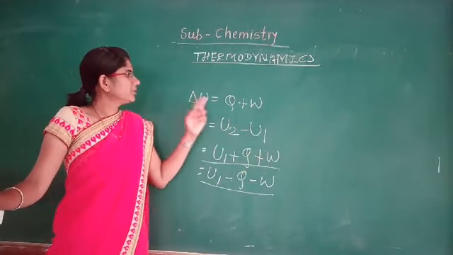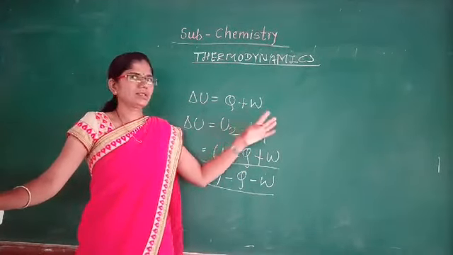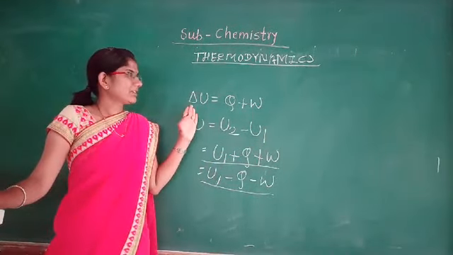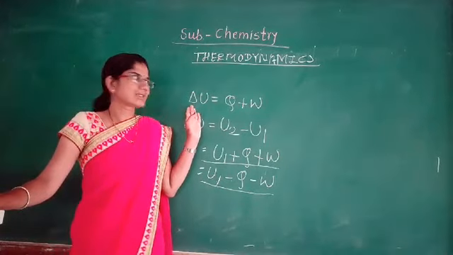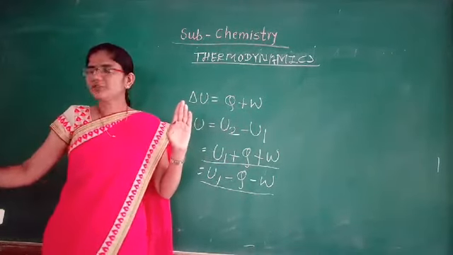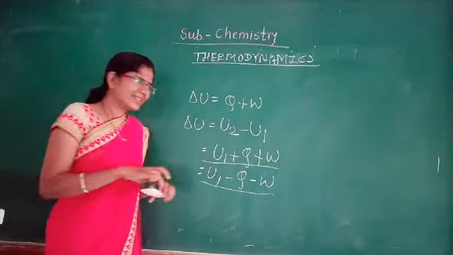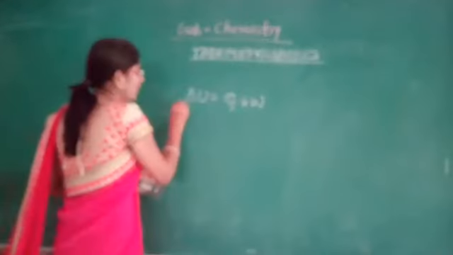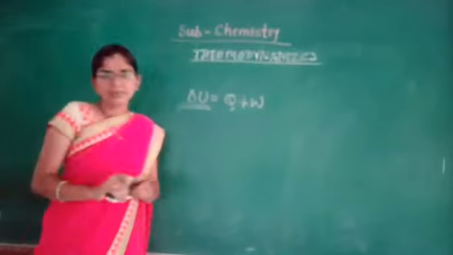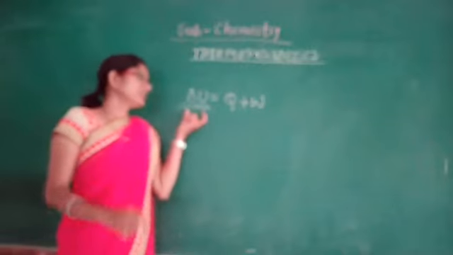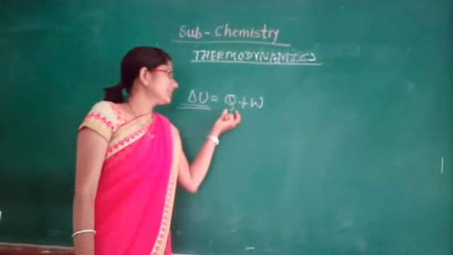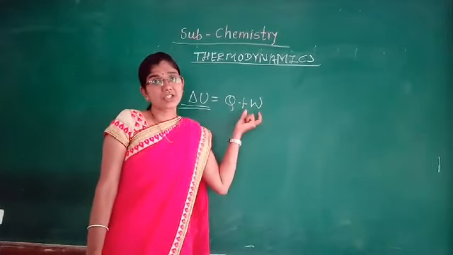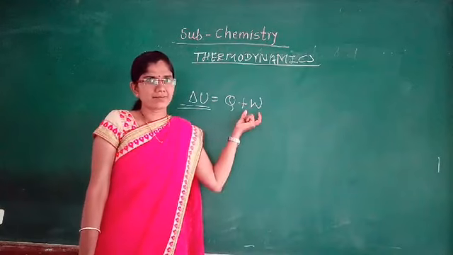Therefore delta U is equal to Q plus W. This is the statement, or the mathematical expression, of the first law of thermodynamics. Next we have seen some sign convention of delta U. The sign of delta U depends on the sign convention of Q and the sign convention of W, as we see.